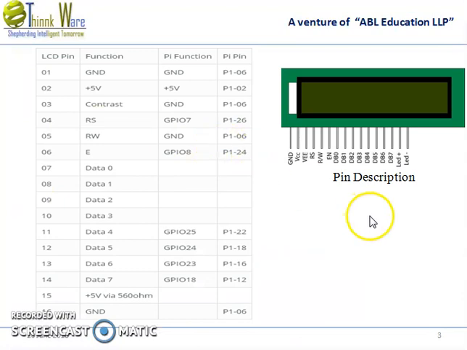This is the pin diagram of the LCD. These are the connections that we need to make from the LCD pin to the Pi pin.